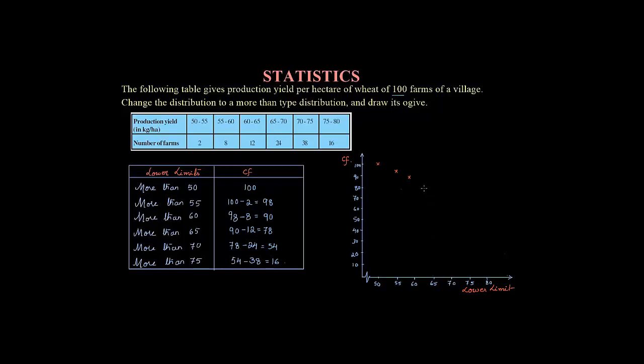For 65, it is 78. So a little bit below 80, right? Then for 70, it is 54. For 70, 50 is here. So 54, a little bit above 50. Then for 75, it is 16. 75 is here. 16 will be below 20, almost in between. So here, let me plot it. Then let us join these.